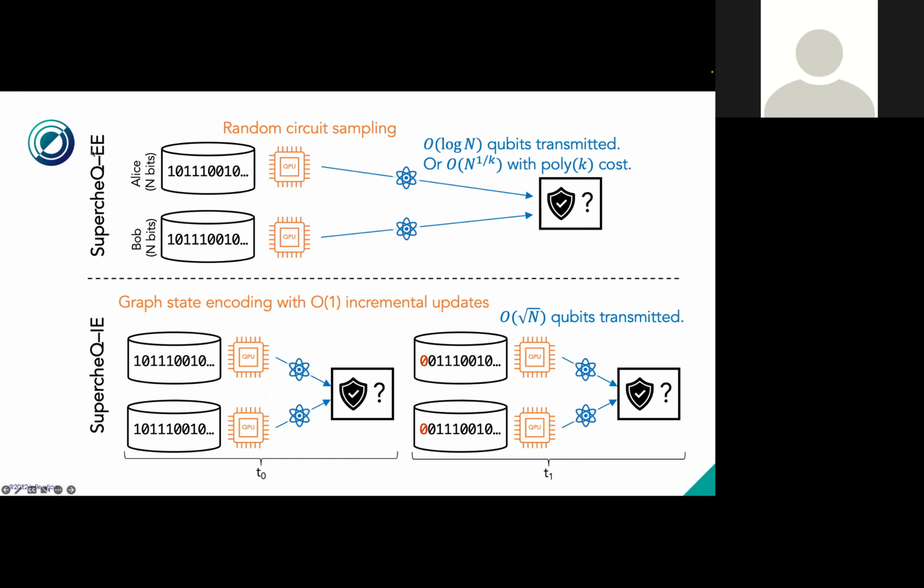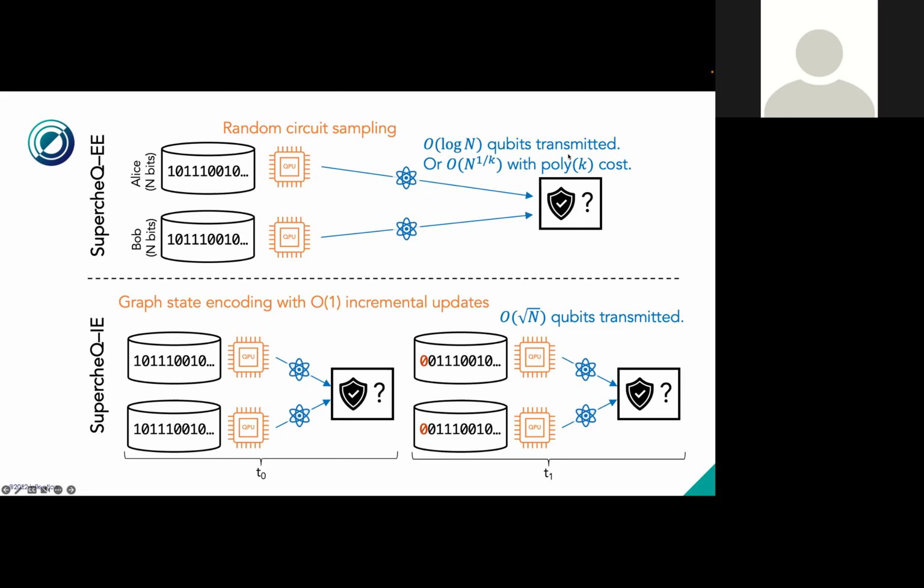In SupercheQ EE, we showed that if Alice and Bob have capital N bits, they can check whether or not the files are the same by only transmitting as few as log n qubits. That's with true random sampling. But if they want lower circuit depth, they can do n raised to 1 over k qubits. K equals 2 would be classically the best you can do, square root of n. But you could do here k equals 10. You could do n to the 0.1 power. And it only takes time that's polynomial in k.